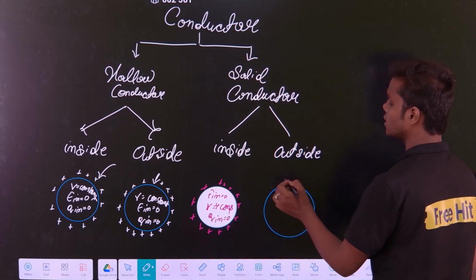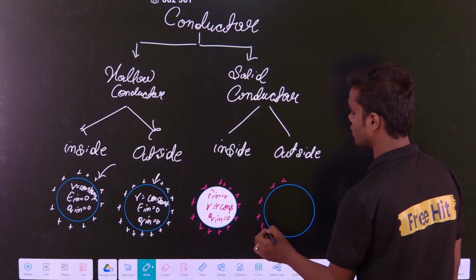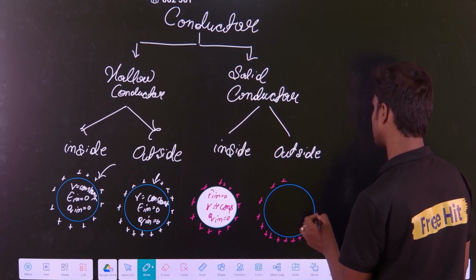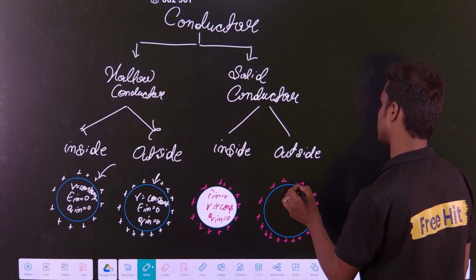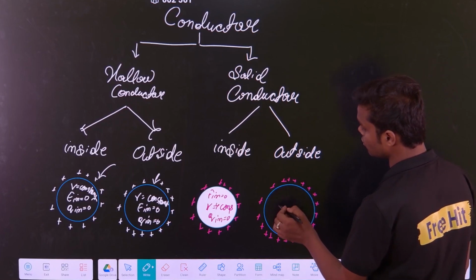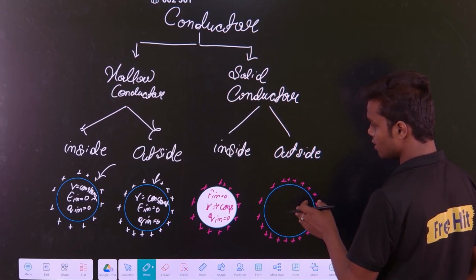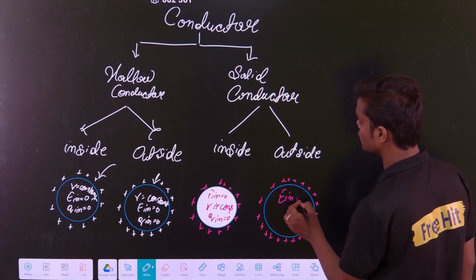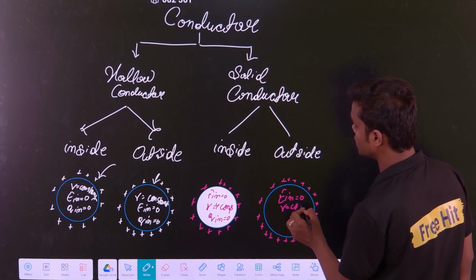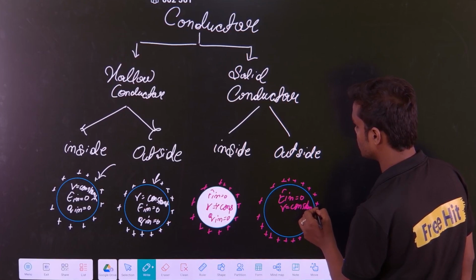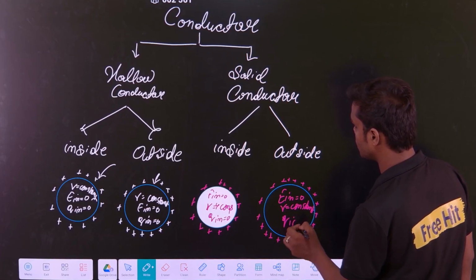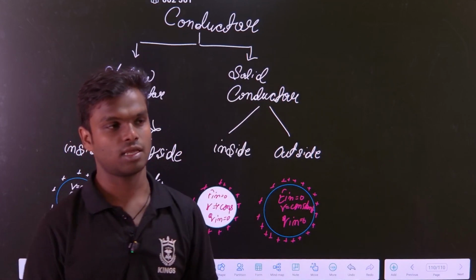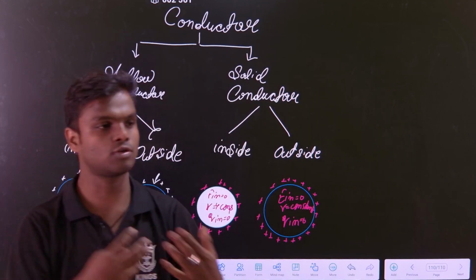Similarly here also, if I give the charge, where will it be present? Again it will be present on the outer surface, and my E in will be 0, my V is equal to constant, and my Q in will be 0. What we understand from here is, if it is a conductor, whether it is hollow or solid, it doesn't matter.